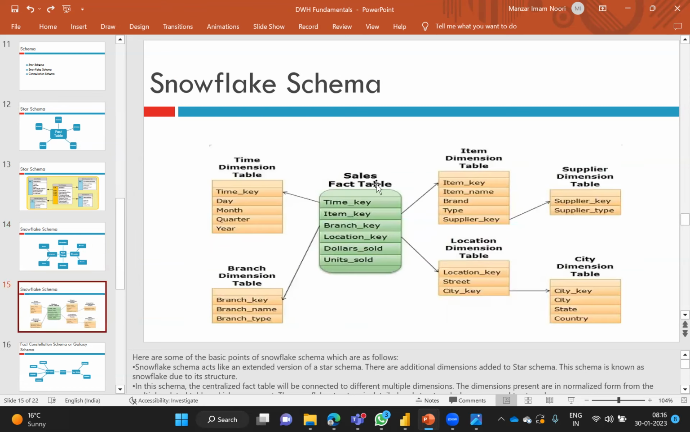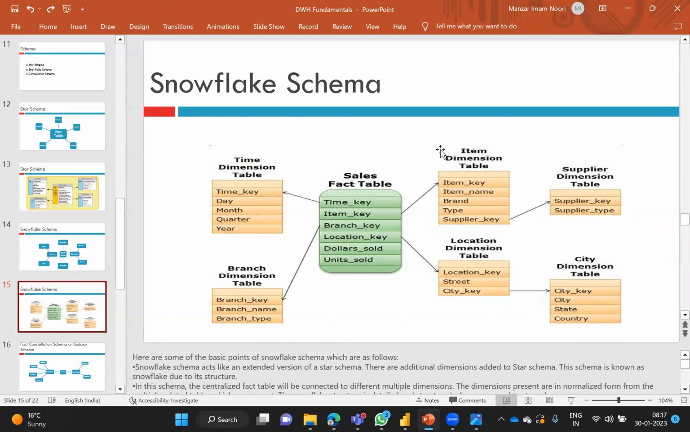Fine. This fact table is there, then the time dimension, then you have the branch information. So like that, and here you can see that the fact table is connected to the item dimension, and the item dimension is again connected to the supply dimension, right? In the case of star schema format, the same supply information we would have also given into the same table, like the item table. Okay. So here we have it in normalized form.